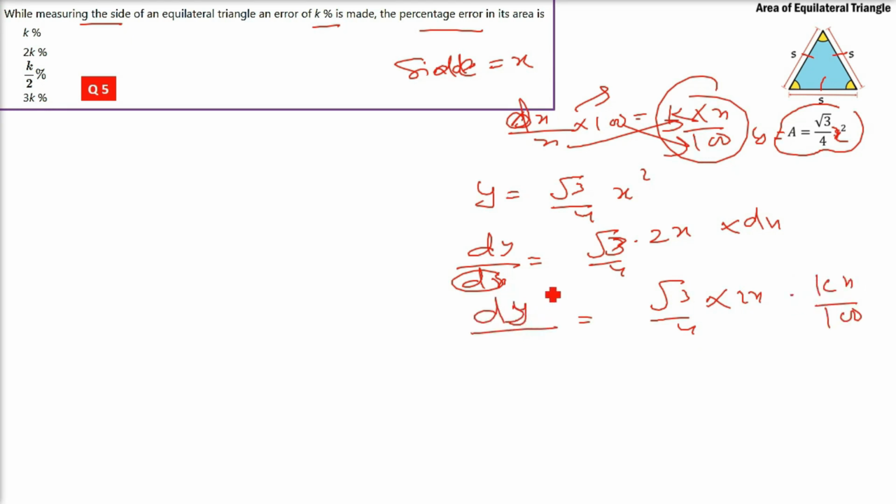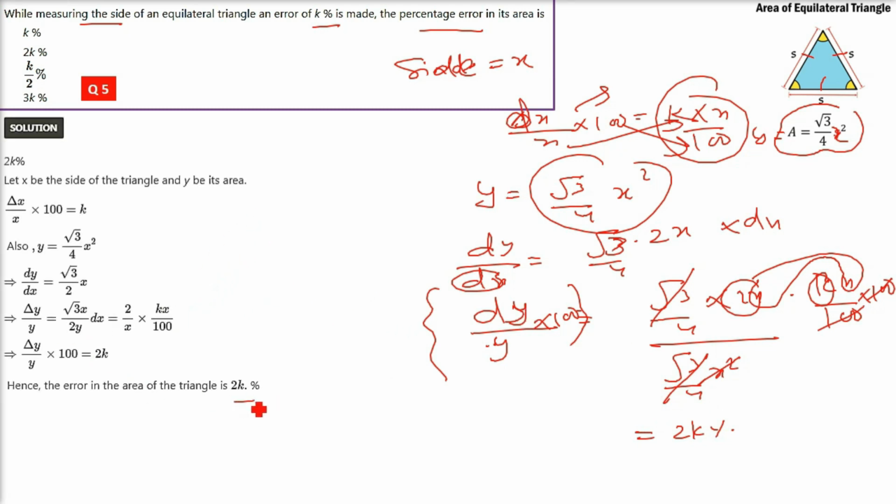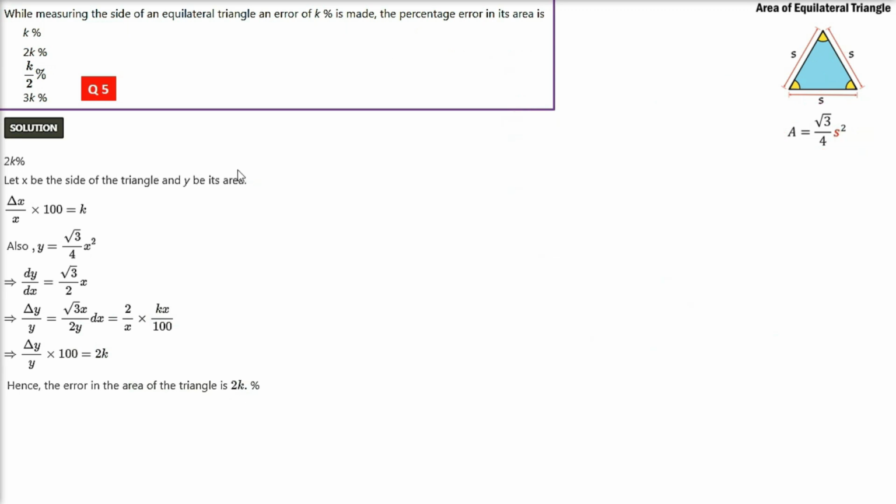Now dy by y into 100 has to be computed, so you need to have 100 on the right hand side, and you need to divide it by y, which is essentially the area, which is root 3 by 4 x square. Replace it, or just put root 3 by 4 x square here. This 100 goes, x square also goes, and you have 2k. So this dy by y into 100 is 2k percent. The percentage error in the area is 2k percent.